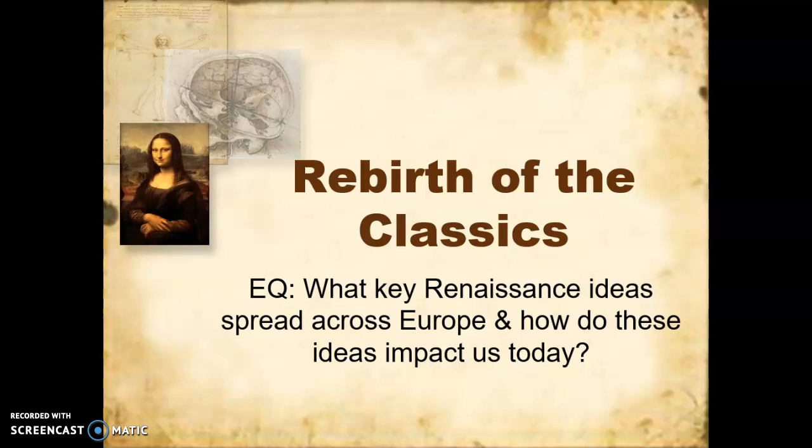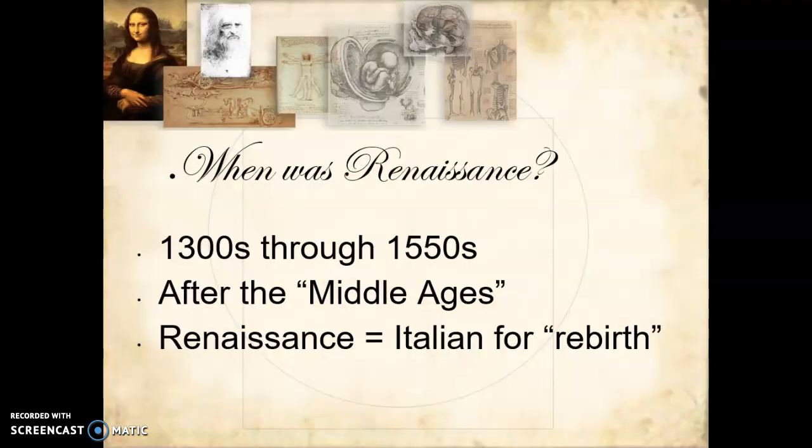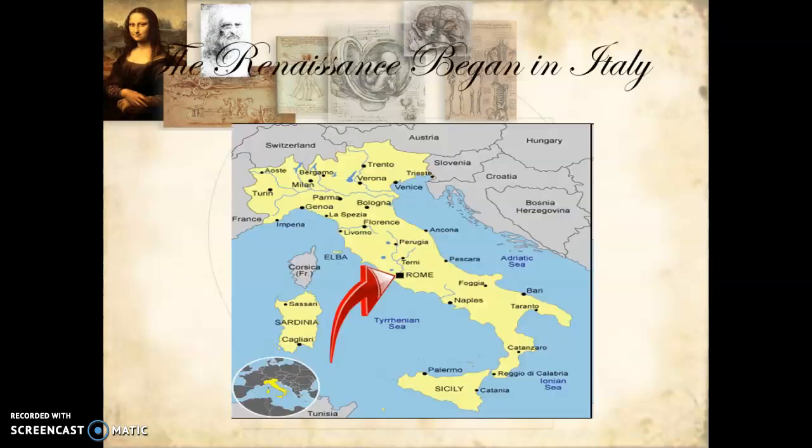All right, let's take a look at some key ideas that characterize what we call the Renaissance period. So, just to hit it one more time, 1300s through the 1550s is approximately the time period of the Renaissance that came after the Middle Ages. And of course, it is Italian for rebirth, and that is because the Renaissance did start in the Italian city-states that you can see here on the map.